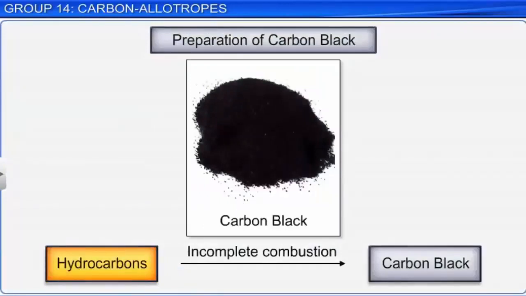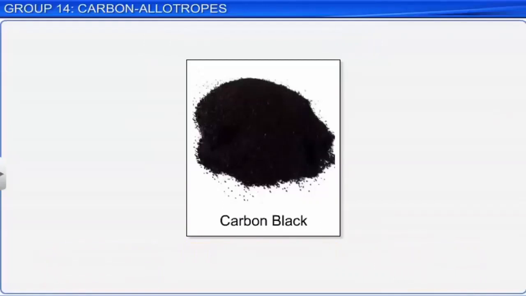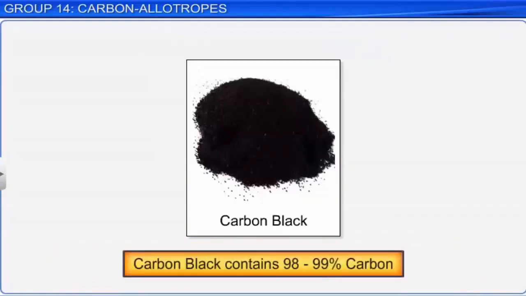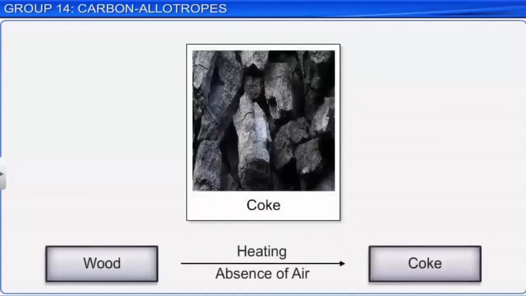Carbon black is formed by burning hydrocarbons in a limited supply of air, or by incomplete combustion. It is an almost pure form of amorphous carbon containing 98 to 99% carbon.